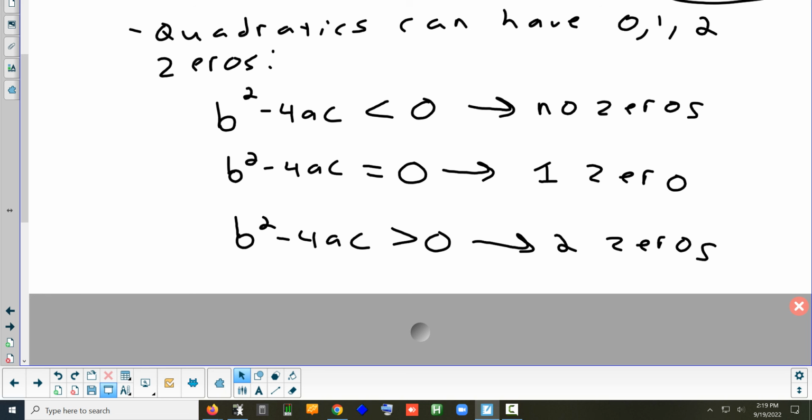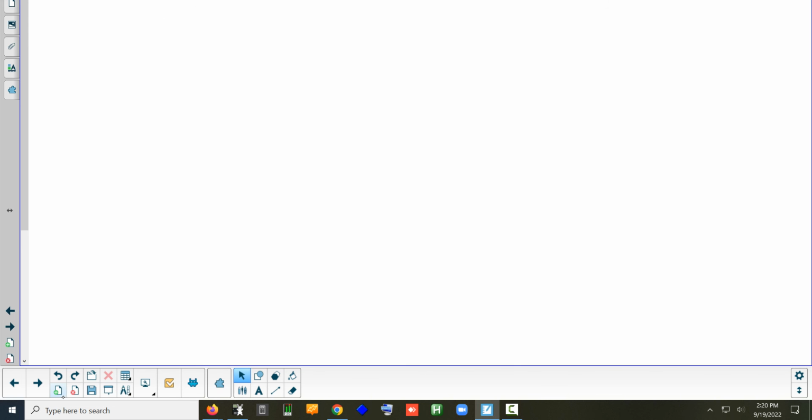Now, if you actually wanted to know what the zeros were, not just how many, this is only part of the formula you use. There's more to that. But does anybody recognize what b squared minus 4ac is from? The what? Yeah, that's the quadratic equation. So this is part of the quadratic formula. But it's the only part we need to answer this particular question. So let's try an example of that.